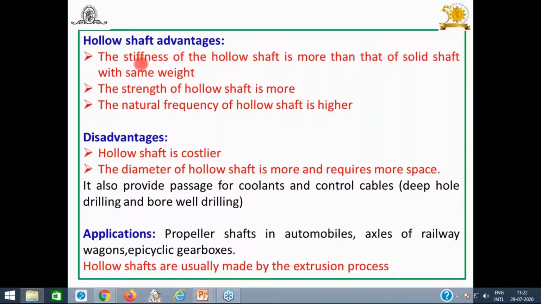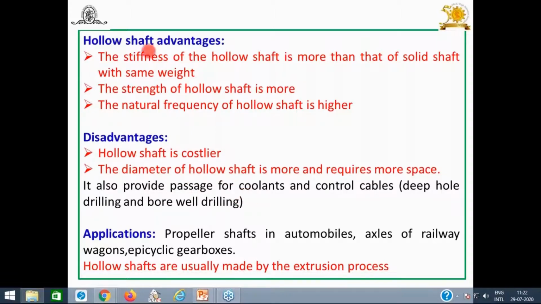than the solid shaft for the same weight. These are the advantages. Then what are the limitations? Limitation is hollow shaft is costlier. Why is this costlier? So you will find diameter of the hollow shaft is more and requires more space. Again, second thing, manufacturing cost associated is also another concern. That's why hollow shaft is costlier.